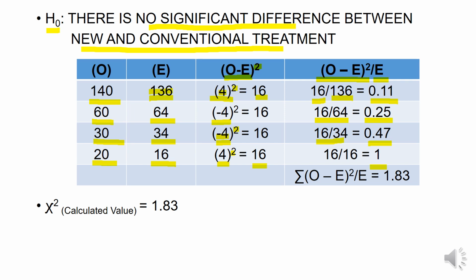Students, now we will summate all these values which we have calculated in the last column, that is 0.11 plus 0.25 plus 0.47 plus 1, and the summation of this will lead to a value equivalent to 1.83. So we can summarize that the chi-square calculated value is equivalent to 1.83.